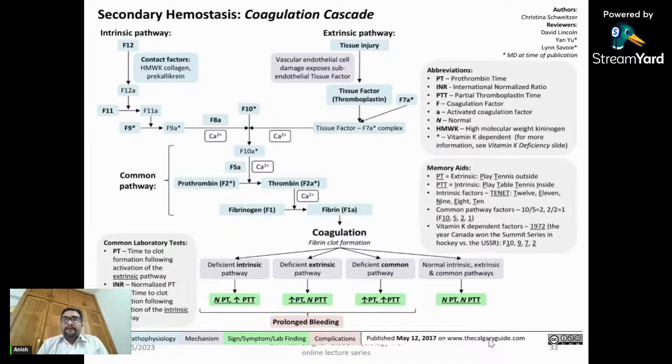How to remember this? That prothrombin time implies extrinsic pathway, you can remember with the mnemonic play tennis. Tennis is played outside. So prothrombin time, extrinsic pathway. The other one is partial thromboplastin time. For partial thromboplastin time, you can remember the mnemonic play table tennis. Table tennis you will play in a closed environment. So partial thromboplastin time will reflect the intrinsic pathway.